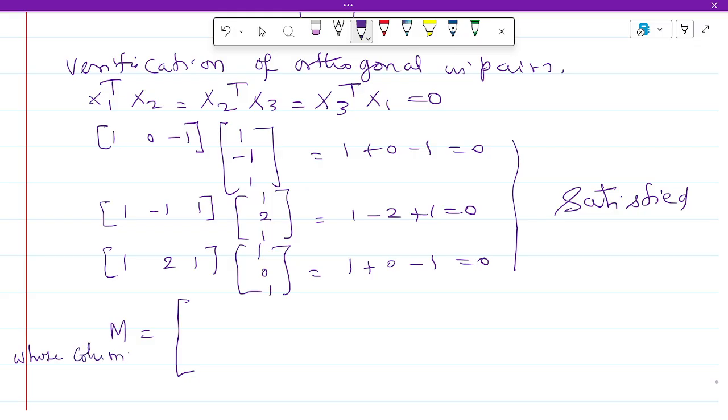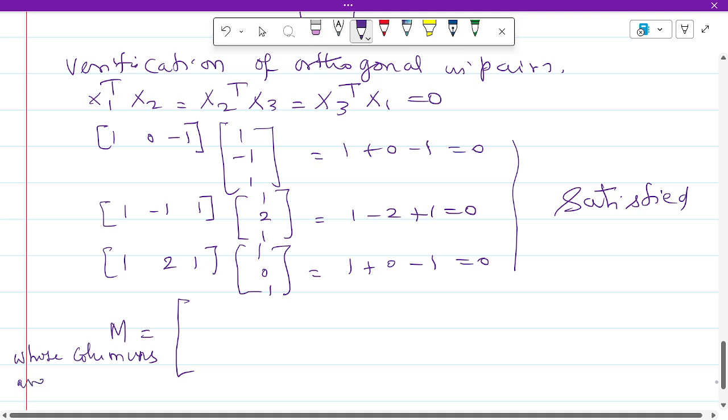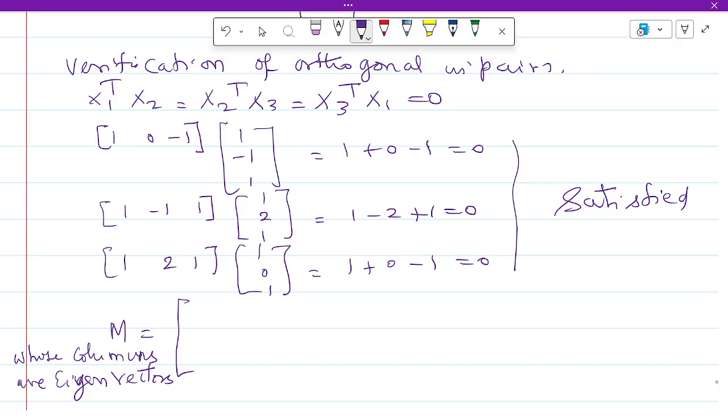Anyone? Whose columns are eigenvectors? Eigenvectors are the columns. So 1, minus 1, 1; 0, 1, 0; minus 1, 1, 1; and then 1, 2, 1. Fine.